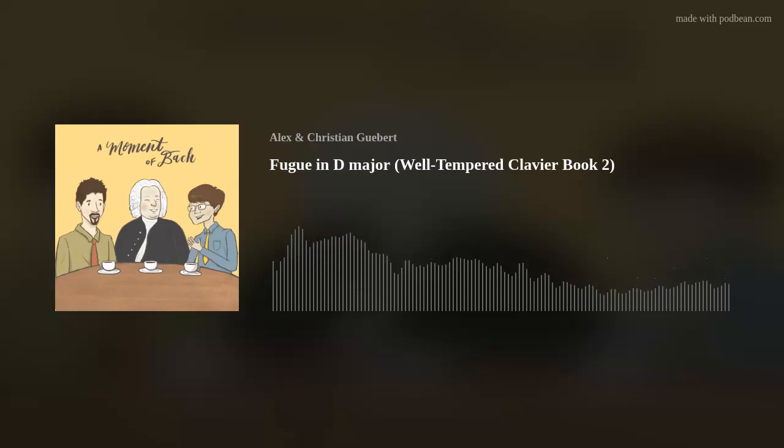And this is called stretto. We've talked about it before. In counterpoint, stretto is when several voices enter in an overlapping way like this. And this is as close as they could overlap, just one beat.